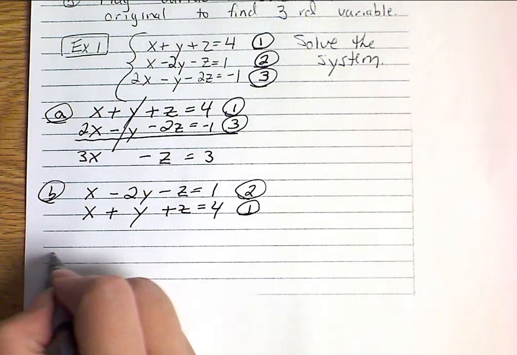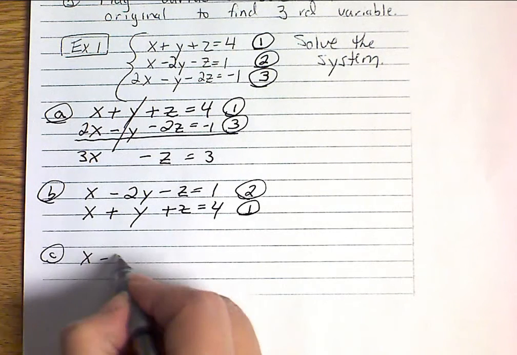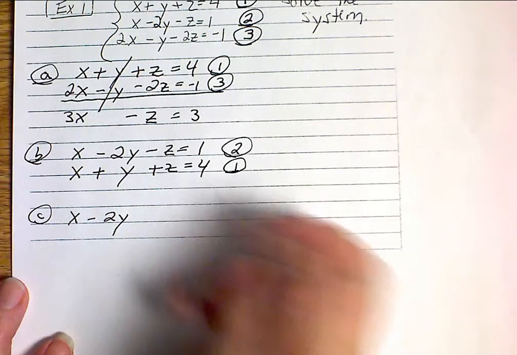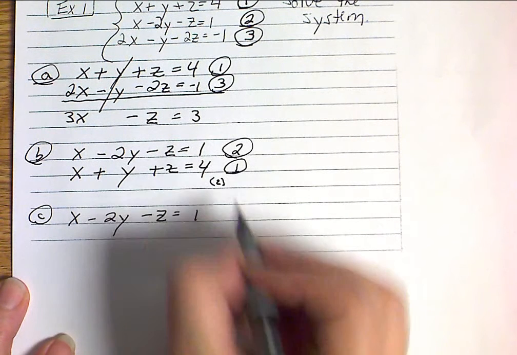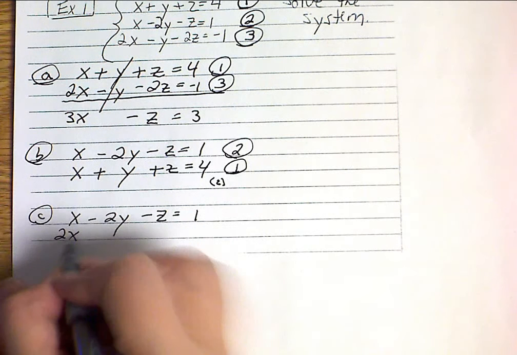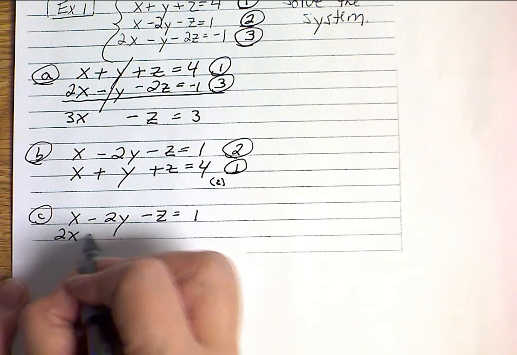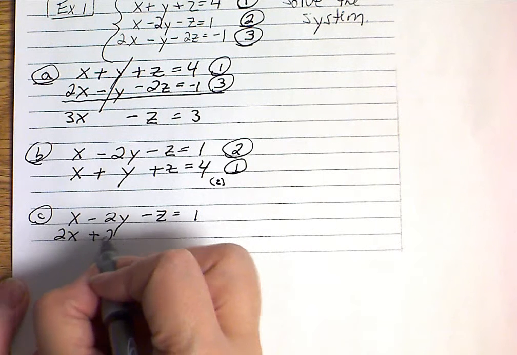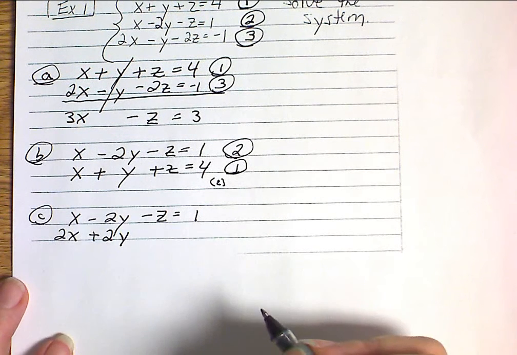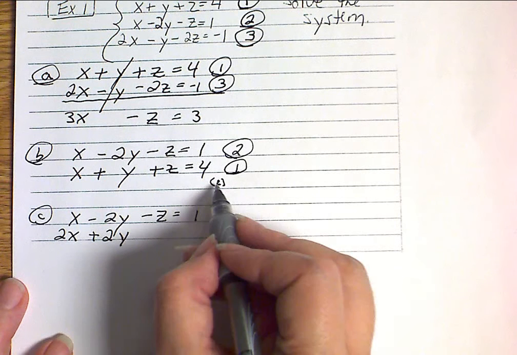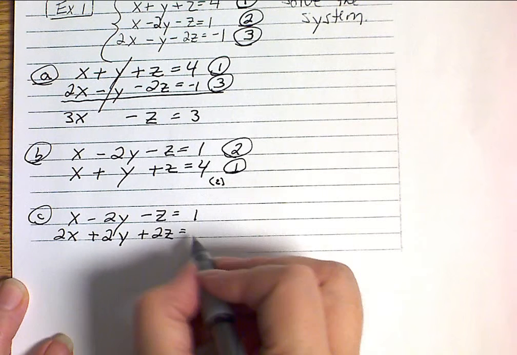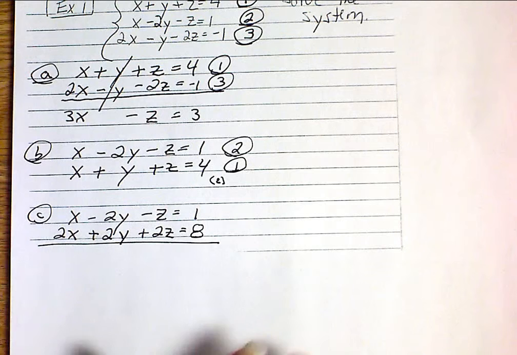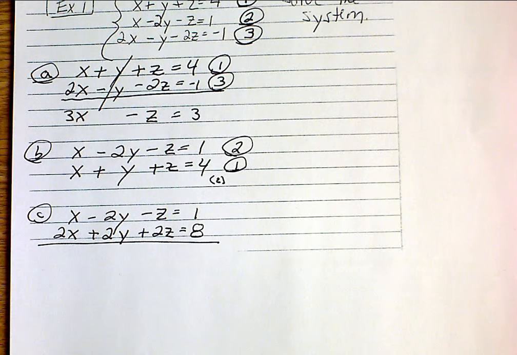So I'm going to actually bring it down. I'm going to bring down x minus 2y minus z is equal to 1. And I'm multiplying this by 2. So I have 2x, plus 2 times y gives me 2y, plus 2z equals 8. Now I'm going to pause there, make sure you guys all realize how we did it.